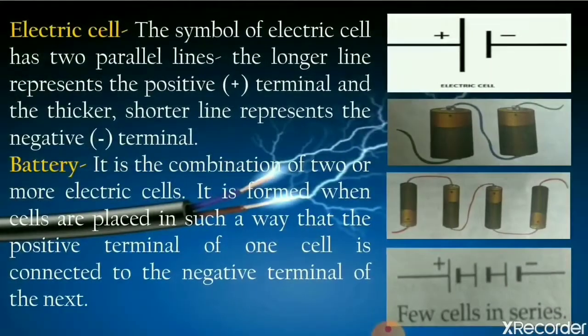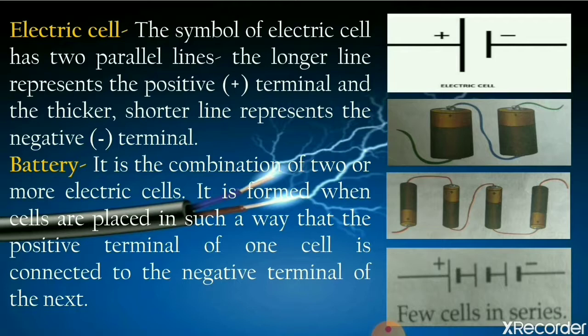So first we will see the electric cell. We all know the symbol of an electric cell. It has two parallel lines. The longer line represents the positive terminal, and the thicker, shorter line represents the negative terminal.